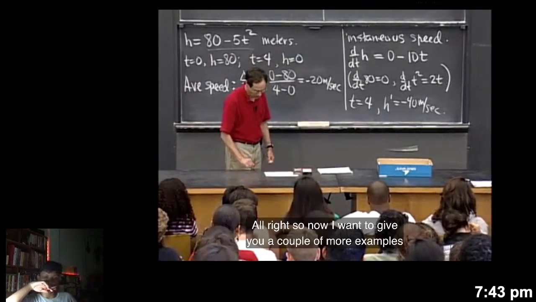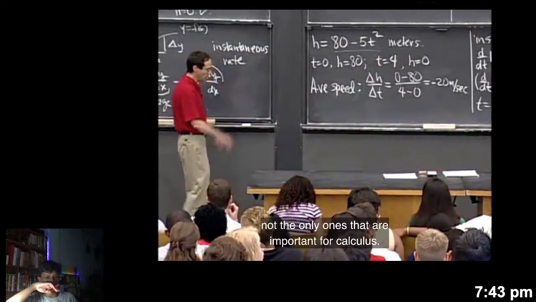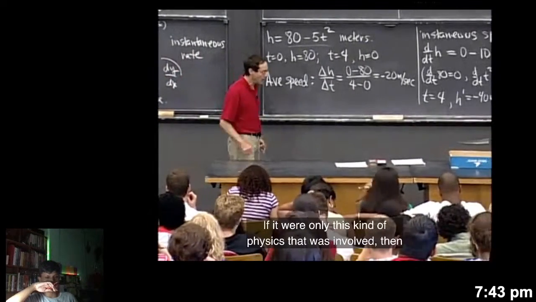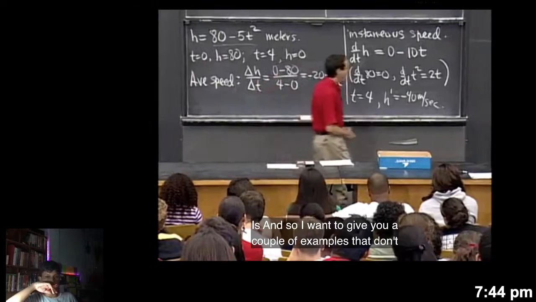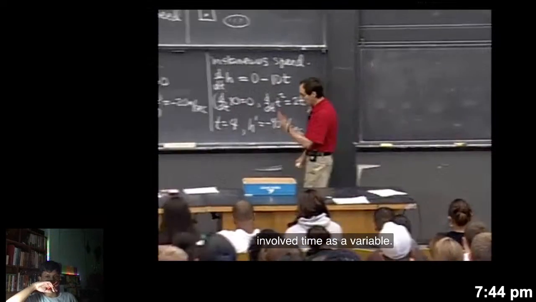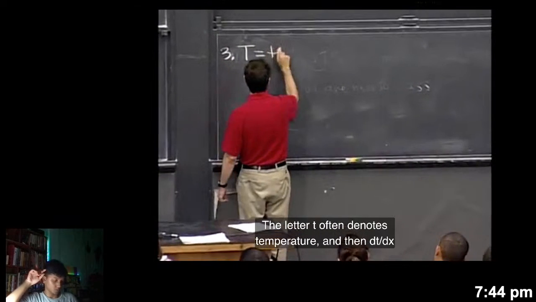All right, so now I want to give you a couple more examples, because time and these kinds of parameters and variables are not the only ones that are important for calculus. If it were only this kind of physics that was involved, then this would be a much more specialized subject than it is. So I want to give you a couple of examples that don't involve time as a variable. So the third example I'll give here is the letter T, which often denotes temperature.